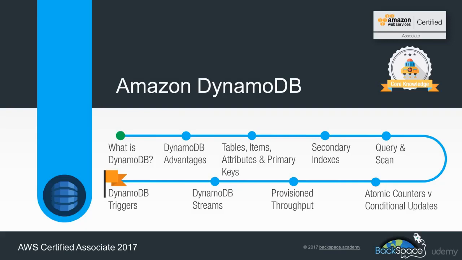So in this lesson I'm going to run through Amazon DynamoDB and look at the DynamoDB components being tables, items, attributes and primary keys. We'll then look at secondary indexes. We'll look at queries and scan operations and the difference between the two. We'll look at the ways in which we can update data, and we'll look at provision throughput and DynamoDB streams and DynamoDB triggers.